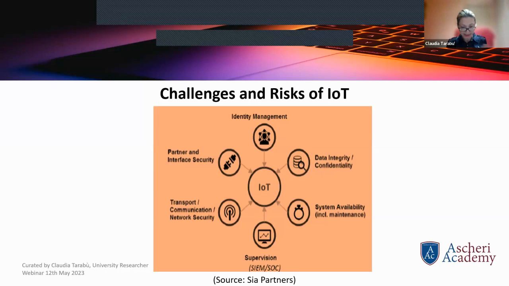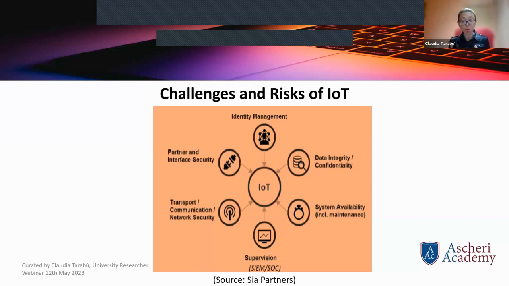The first issue in this field to observe is identity management. So it's important to avoid any identity theft with the dangerous usage of data. Another point to observe is data integrity, to preserve this data integrity. So it's important to maintain the confidentiality of data received and to avoid data breaches, for example.